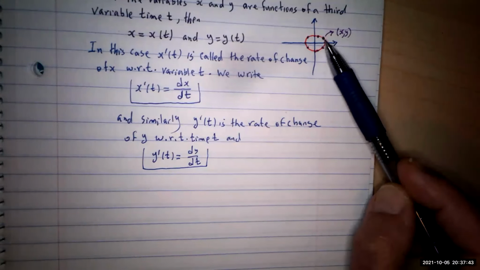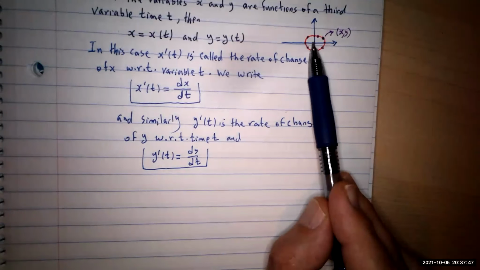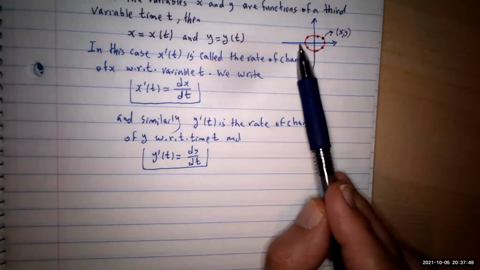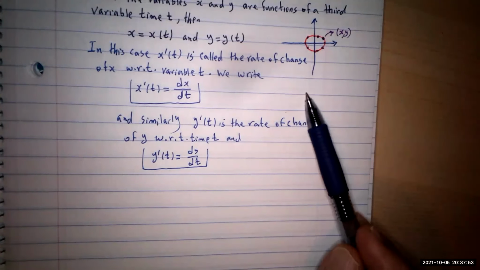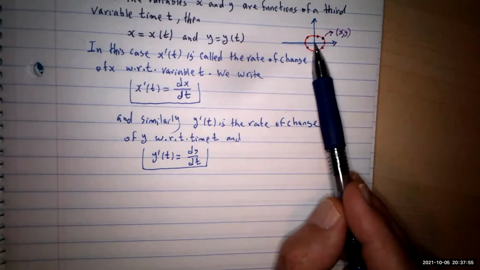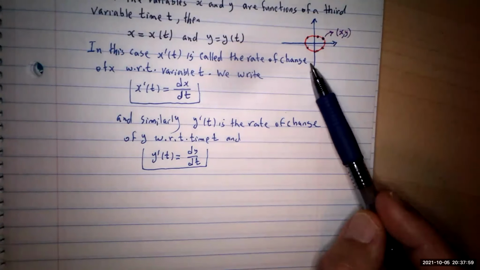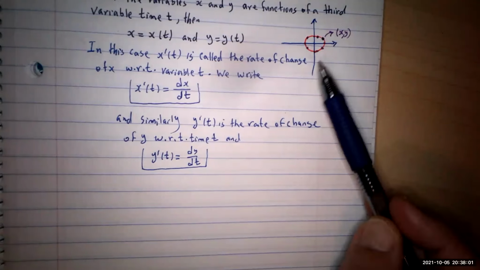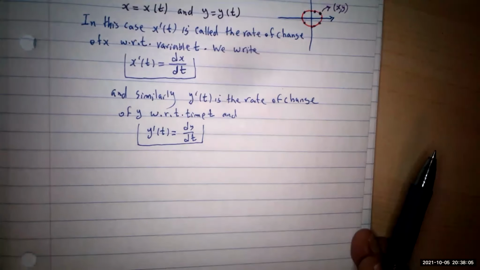When you go around the circle, your x coordinate goes to the right and to the left, and your y coordinate goes up and down. So you may have a speed when you go right and left, and a velocity or rate when you go up and down. These are how you relate them together.